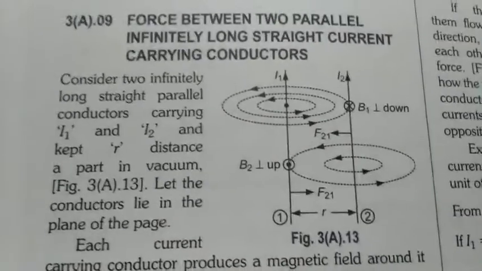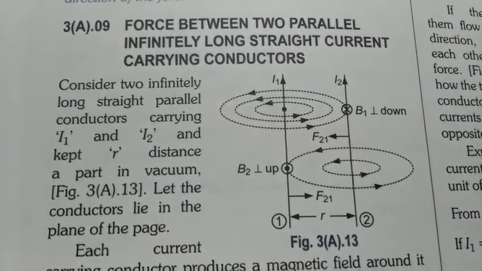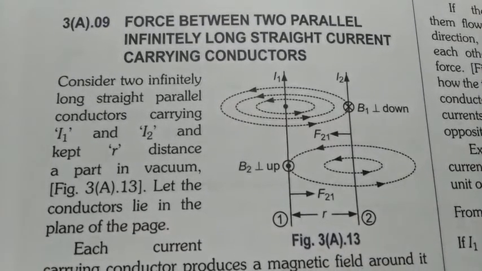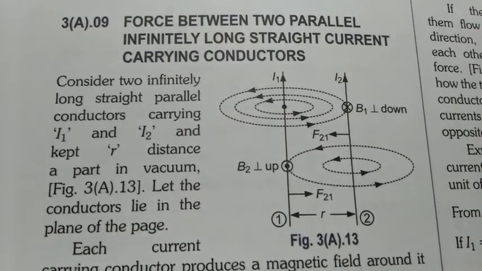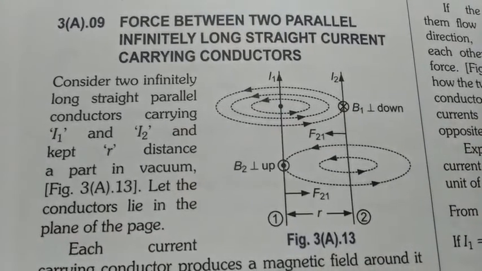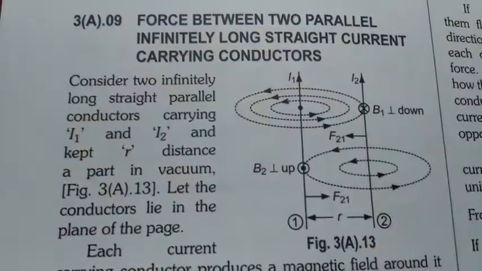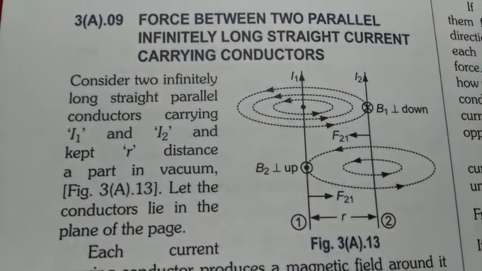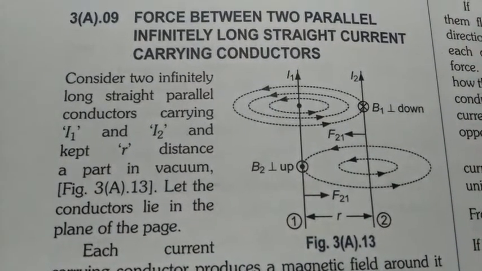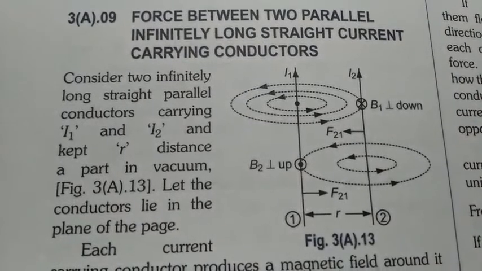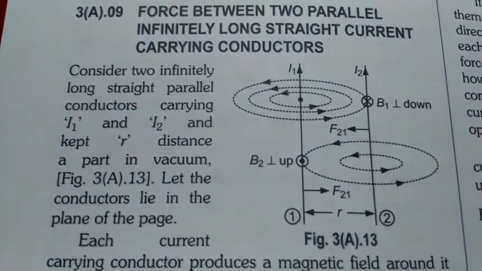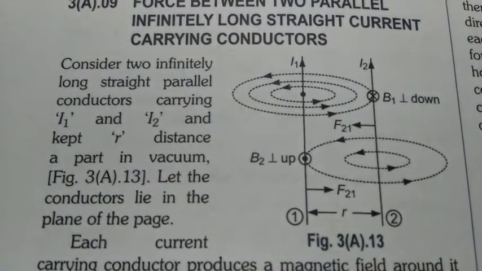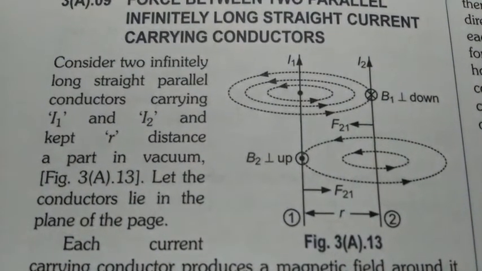Hello and welcome students. In today's lecture, we are going to discuss the forces between two parallel, infinitely long, straight current carrying conductors. As we all know, when current flows in a conductor, it produces a magnetic field. So if two conductors are placed parallel to each other, how will the force be produced and how will they affect each other? That we are going to discuss now.